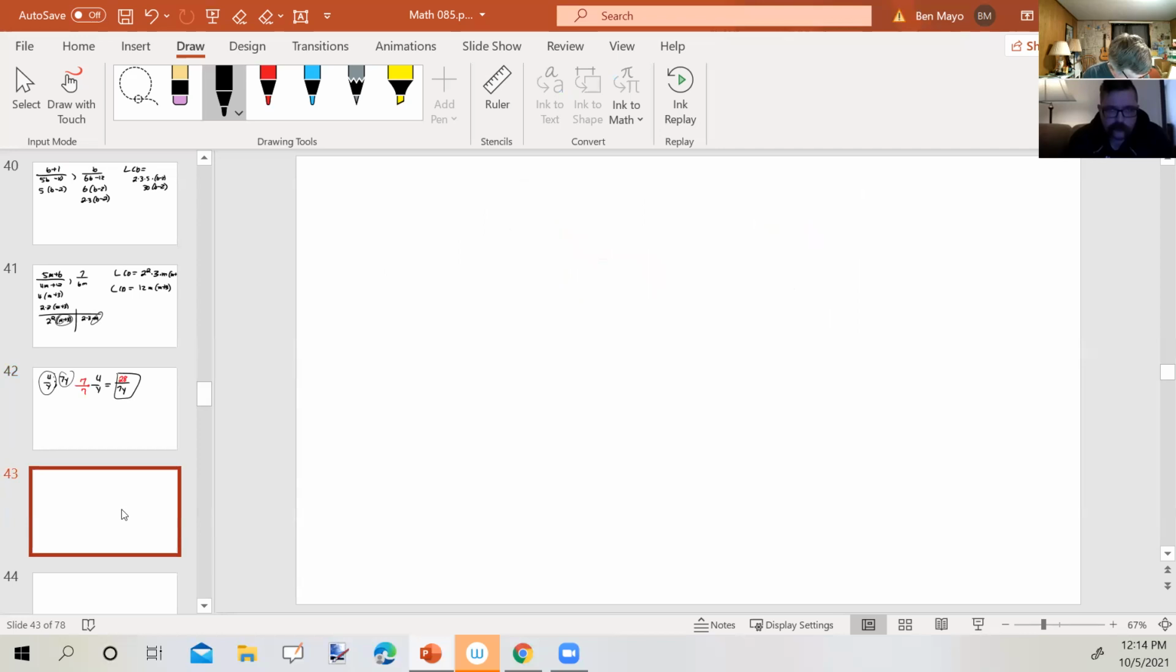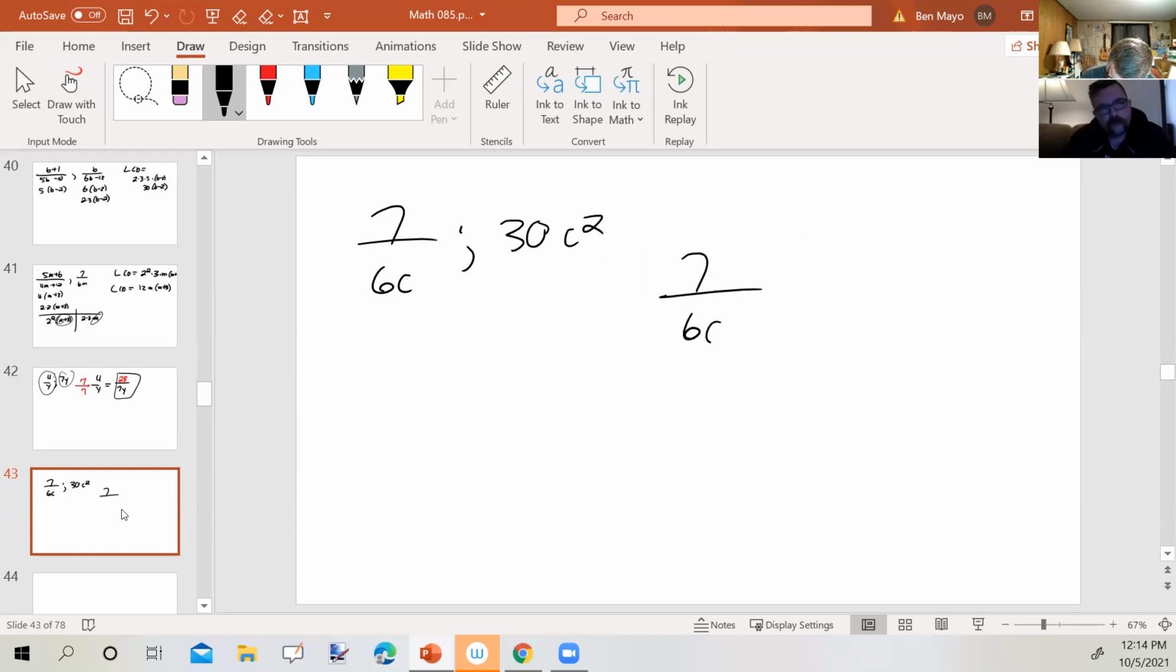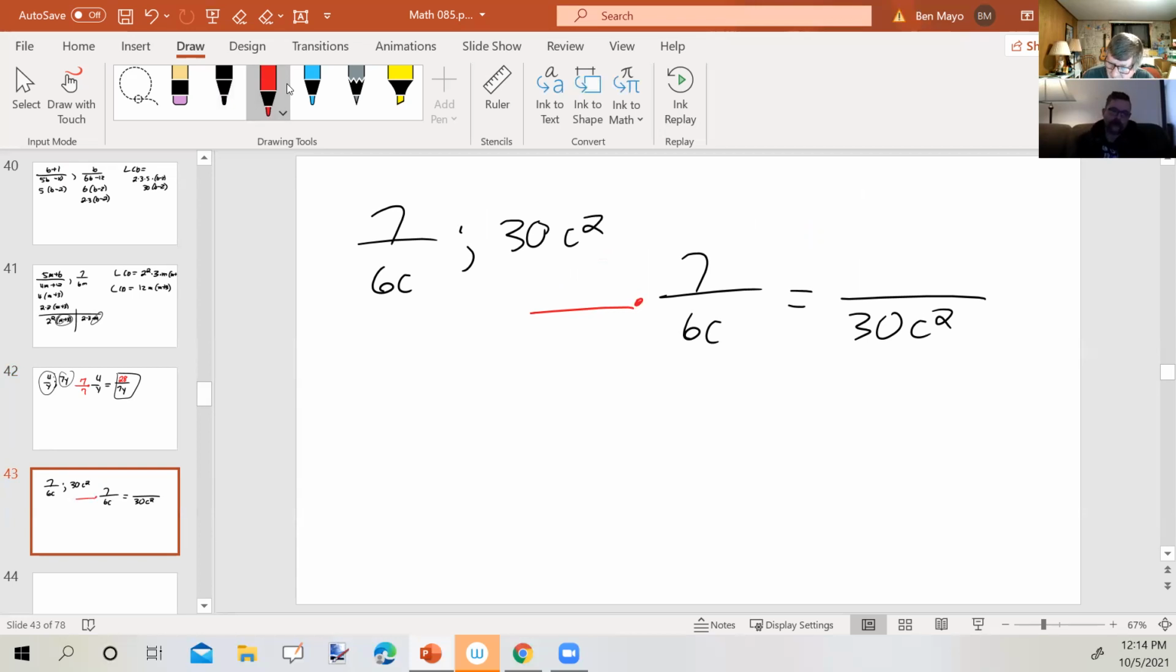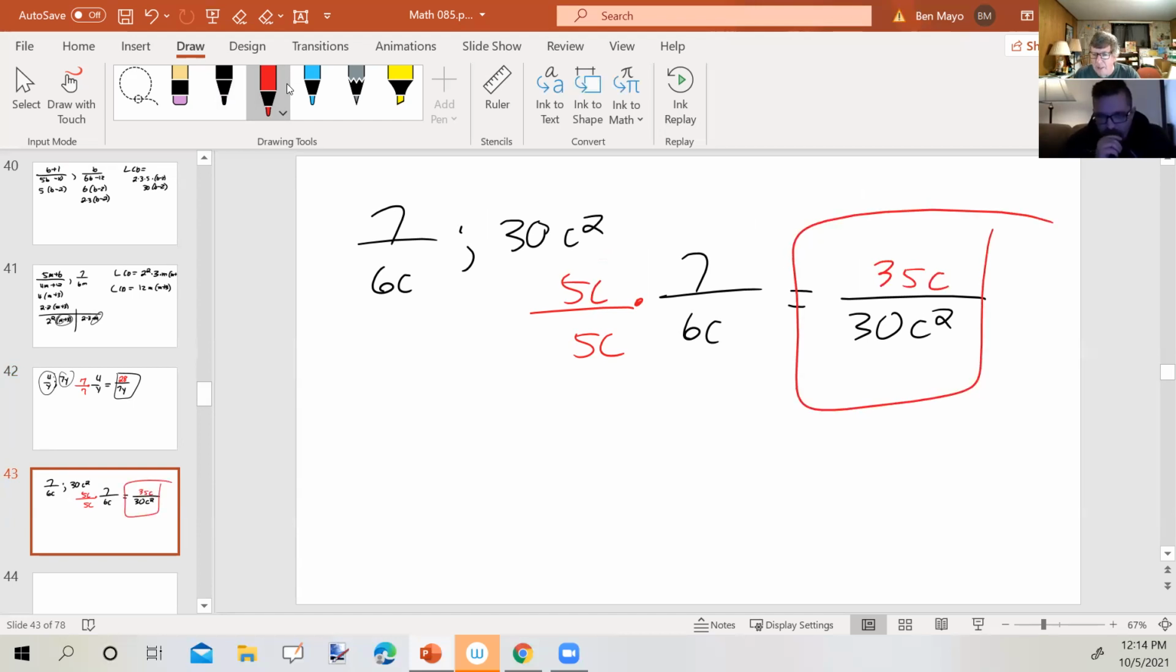How about this one? 7 over 6c, 30c squared. So 7 over 6c equals what over 30c squared? So what do I need to multiply by 6c to turn it into 30c squared? 5c, right? So I need 5c on top, which is 35c. So there's the new fraction. Now, don't make the mistake of saying, oh, well, I need to reduce that. Right now, we're building. We're not reducing, okay? There's a time to build. There's a time to reduce. This is the time to build. Well, lumber is expensive, right?